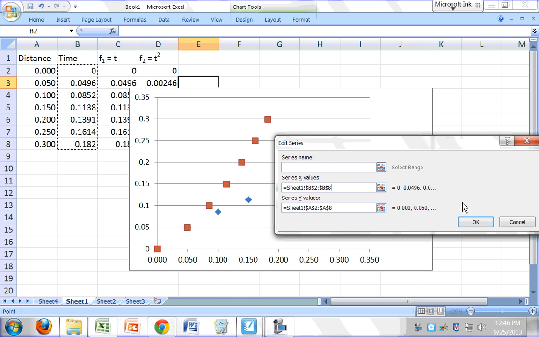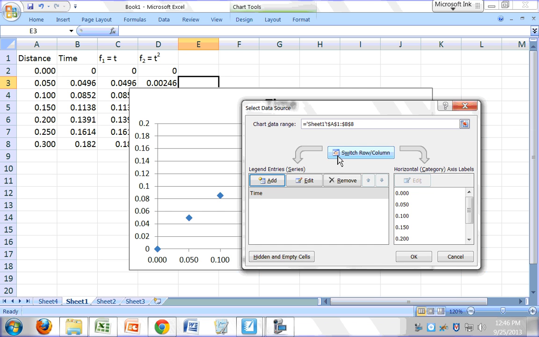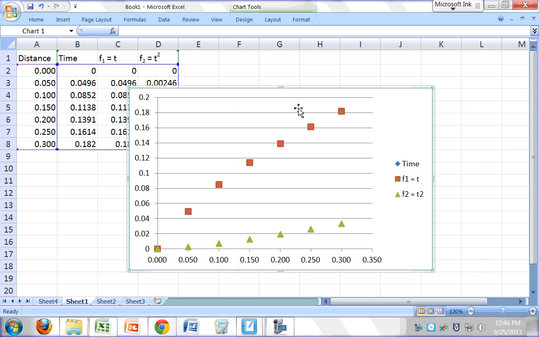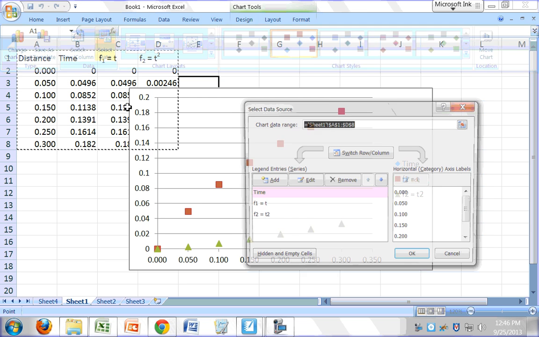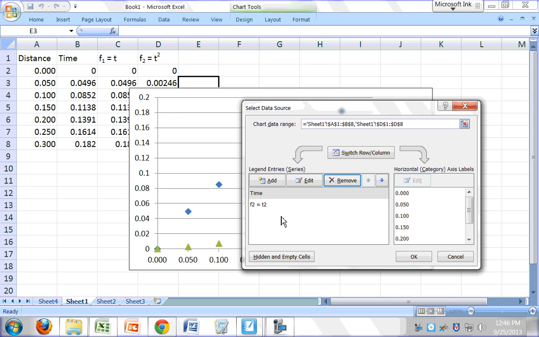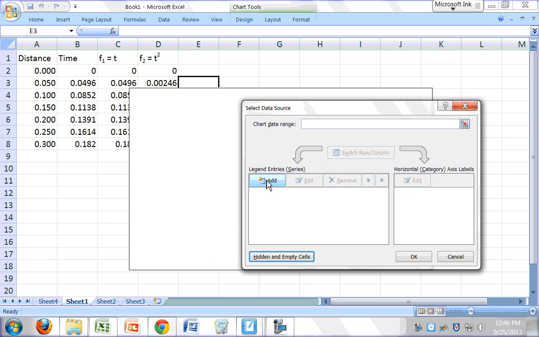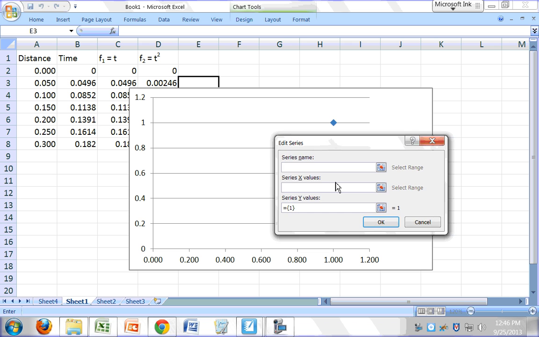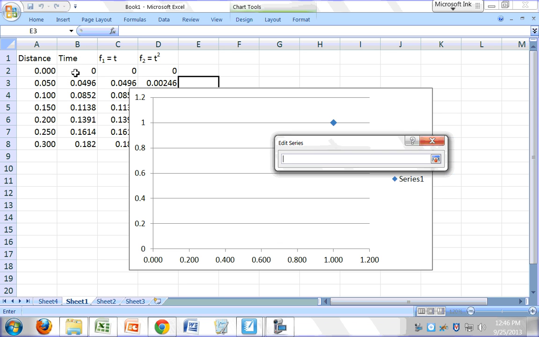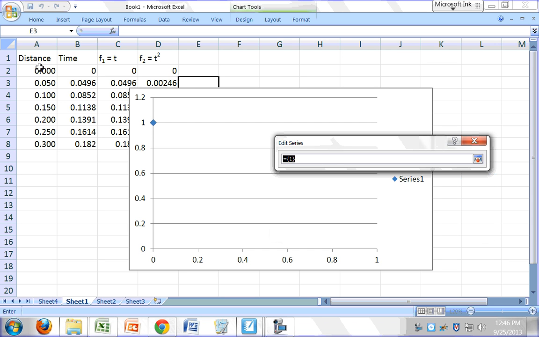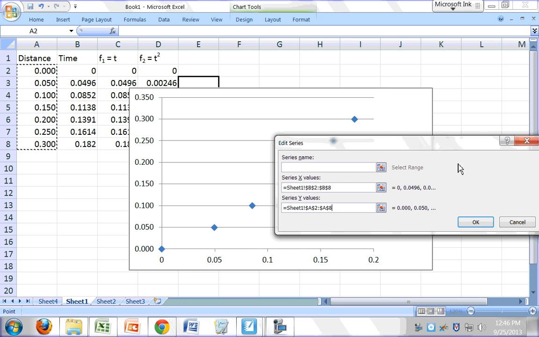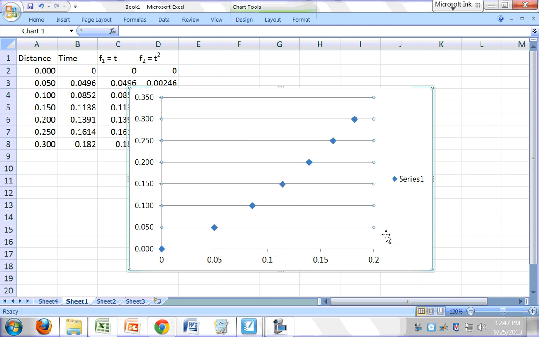What happened here? Do I have the right time? Okay, let me do it again. Design, select data, remove this one, this one right here, this time right here, I also have to remove that. Okay. So now I don't have anything. So add x values would be time, and y values would be distance. All right. And this is my graph. Don't need the legend there.